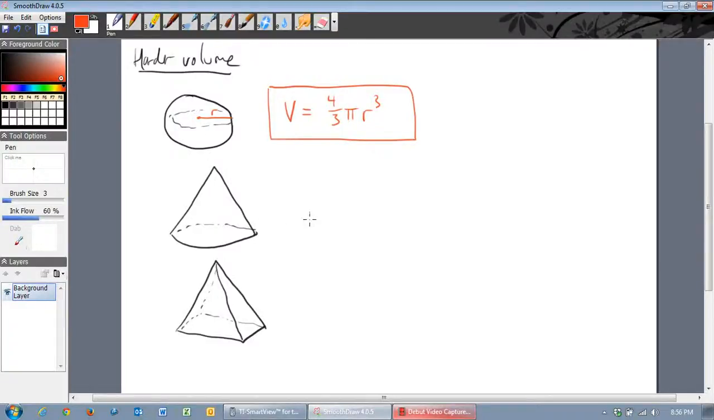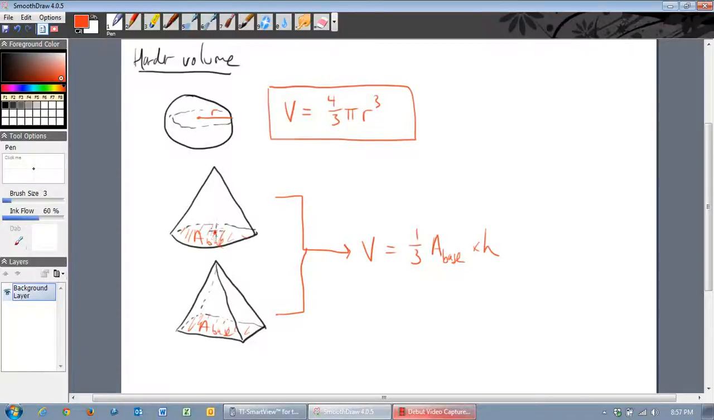The formula for both of these guys is the volume is equal to 1/3 area of the base times the height. That there is the area of the base, and that there is the area of the base. So all you need to do is find the area of the base, times it by the height of the actual thing, and divide by 3.